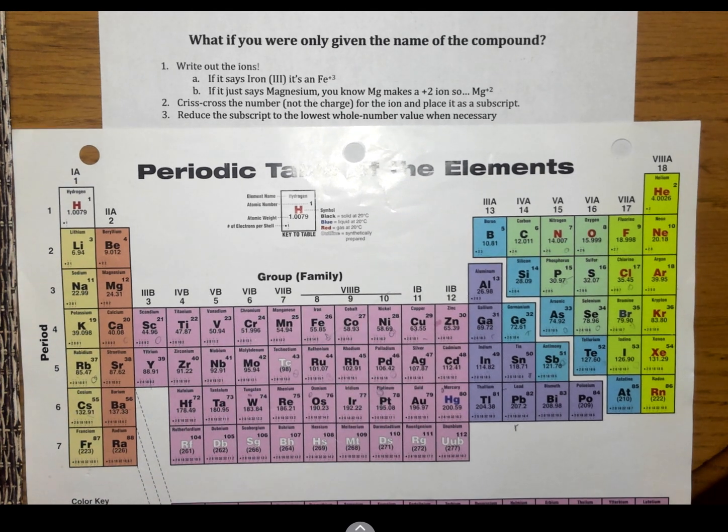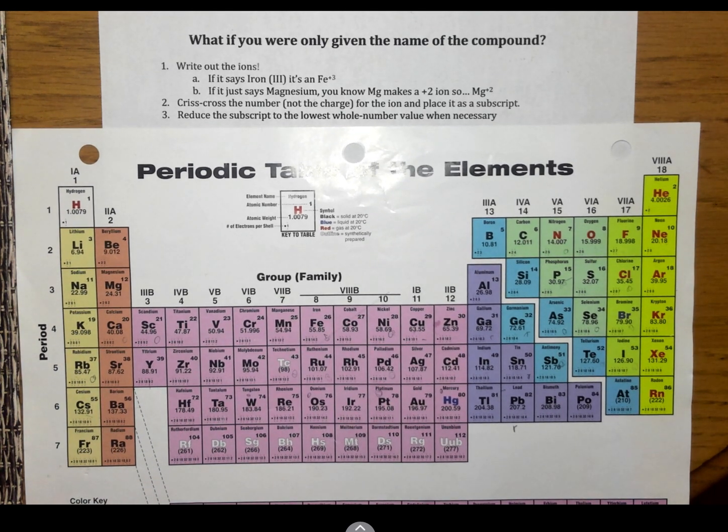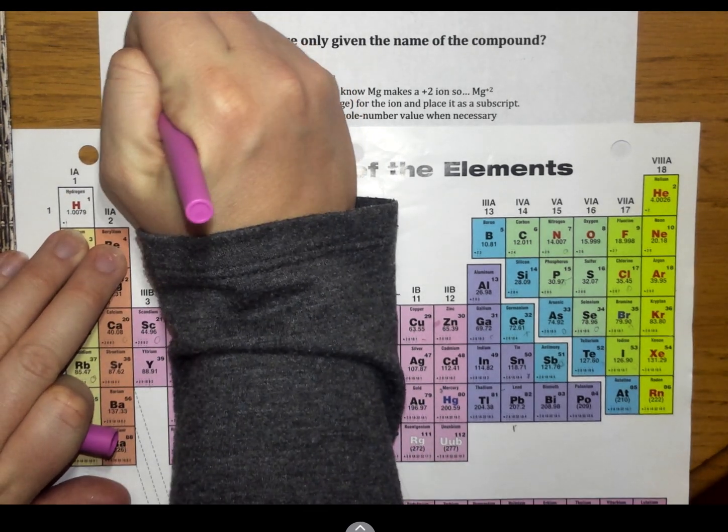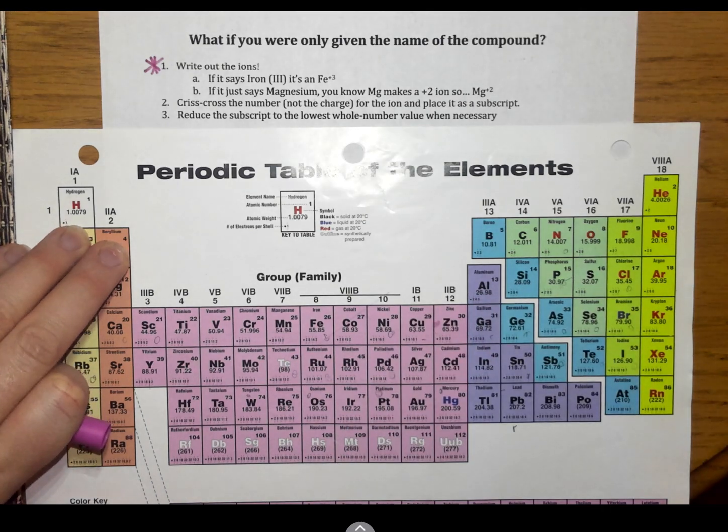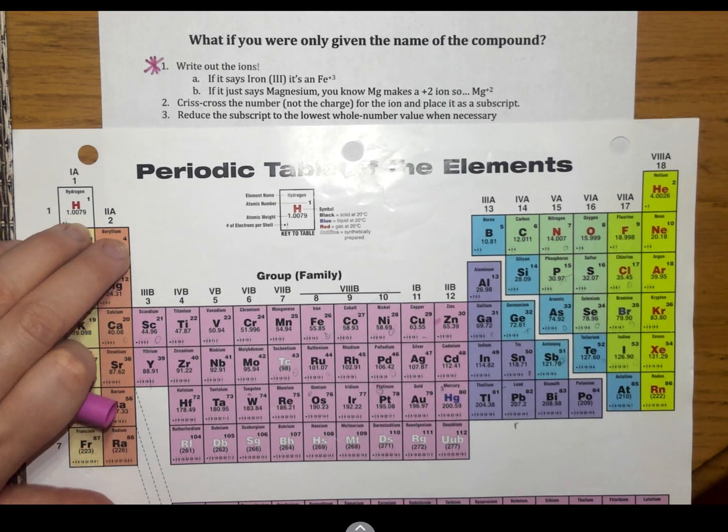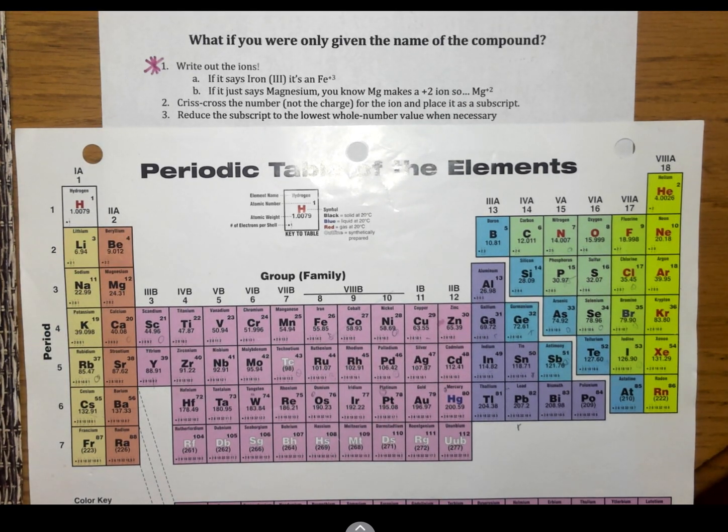So, right now, what we're going to look at is how do we figure out the compound if we are only given the name? Now, the most essential step of this entire process, and I cannot emphasize this enough, is write out the ions. Okay? So, depending on the compound, sometimes it tells you the charge right in the problem. Those make your life pretty easy. Other ones you might have to reference your periodic table.